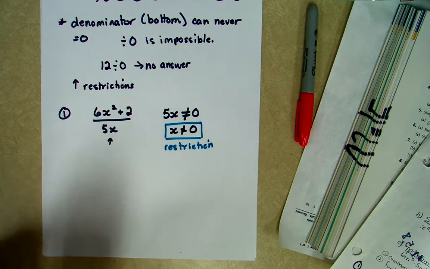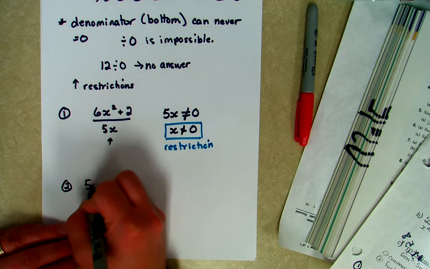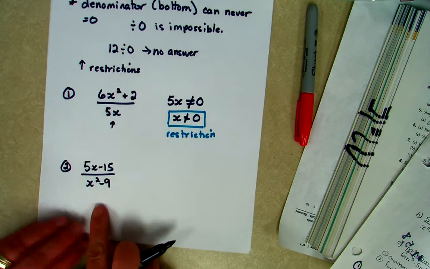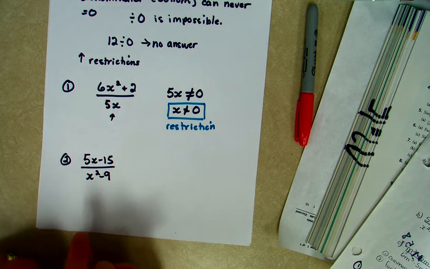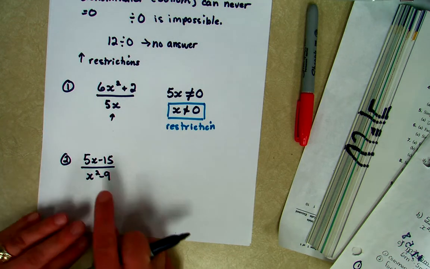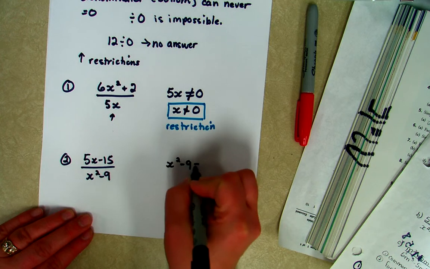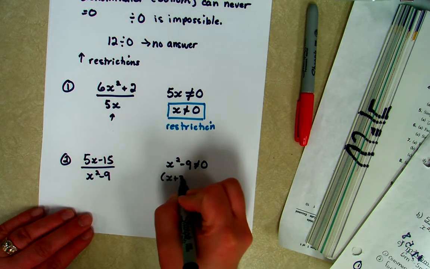So if we look at another one, and again for this question, all we want to do is state restrictions. Well, here's the difference. Now I have a quadratic on the bottom. So in order to figure out what would make it equal to 0, in order to figure out my restrictions, I have to factor. So I'm going to say, well, x squared minus 9 can equal 0. That's a difference of squares.